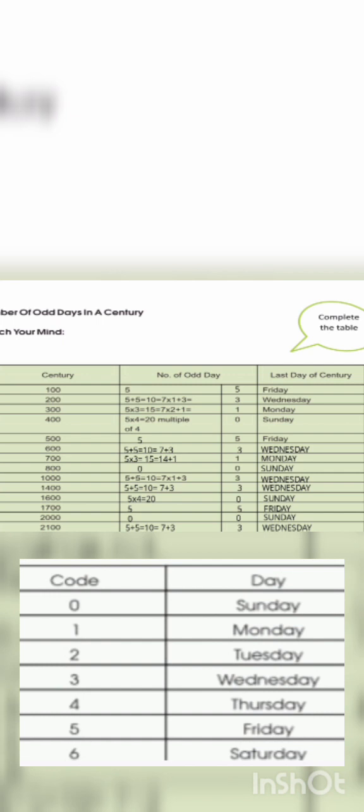Now let's come to 400. We know that 400 is a multiple of 4, so it will give us 0 odd days. That means the last day would be Sunday. Now let's come to 500. Again over here you can see the order will continue. It would be 5, and since the number of odd days is 5, the last day would be Friday.